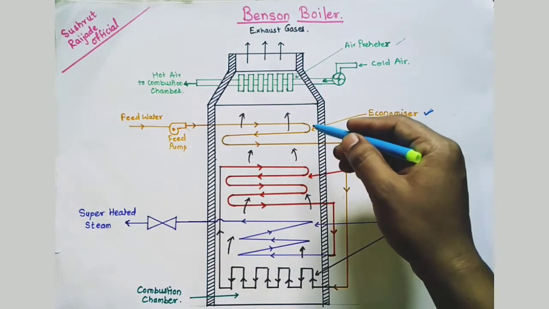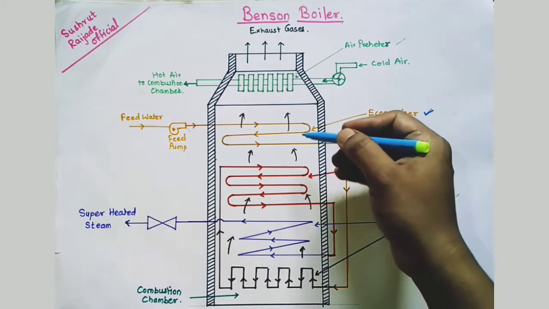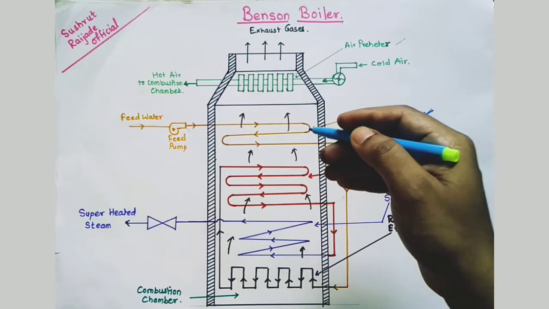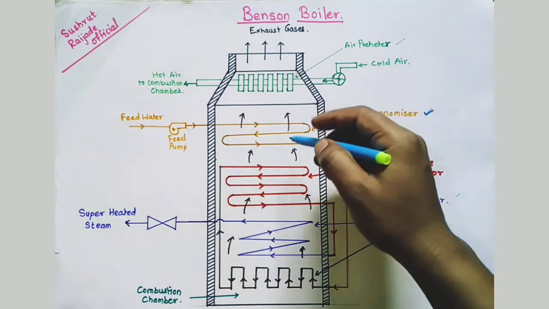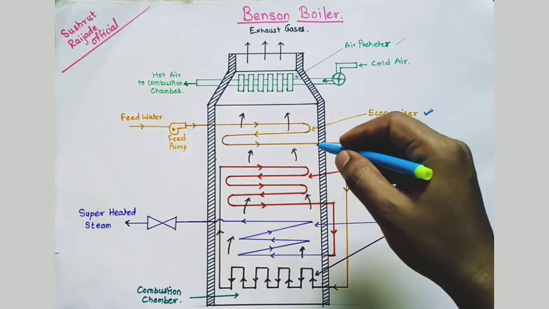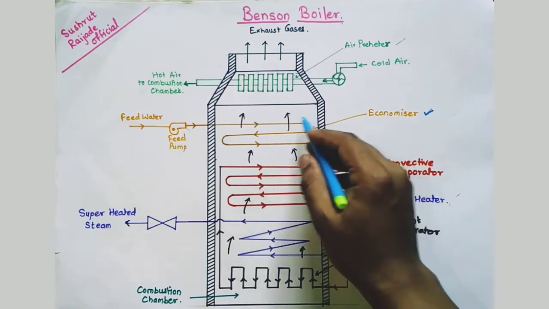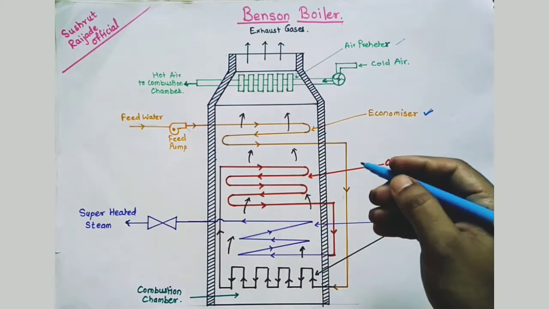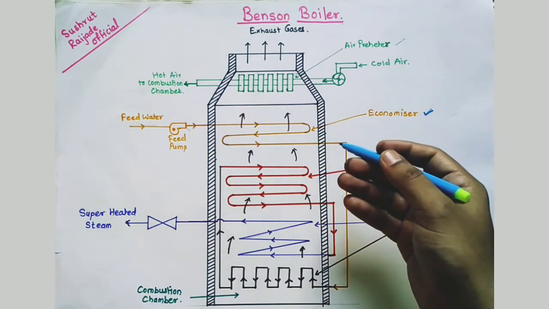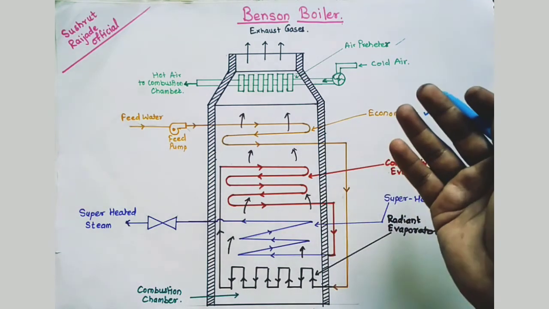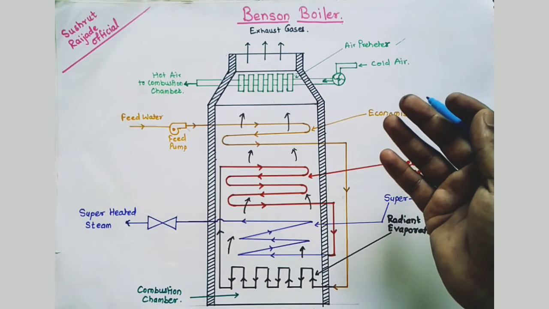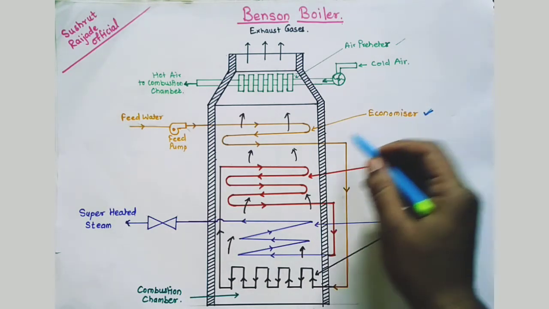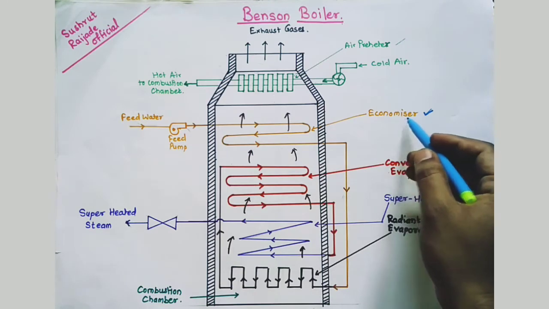So instead of that, we use the waste heat, the heat which is going to waste. That heat from the flue gases is used in the economizer. That is, from waste heat we preheat the water so that the efficiency of the boiler increases. Therefore, we use an economizer.